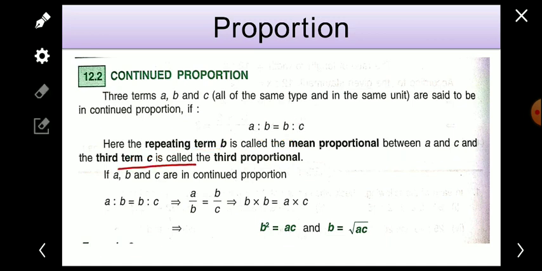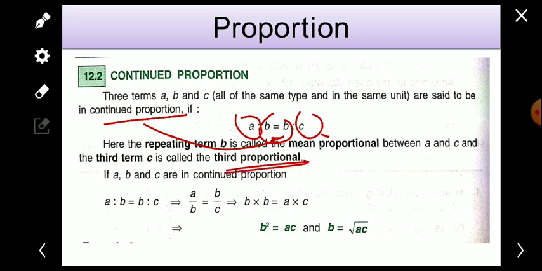And the third term is C. Here you will not say that it is the fourth term. No, it is not the fourth term here, because one quantity is being repeated. So in the continued proportion, this is the first term, this is the mean proportional or repeated term, and this is the third proportional.